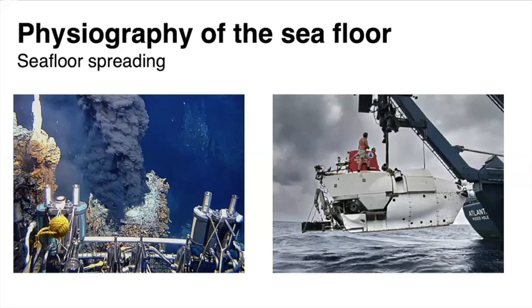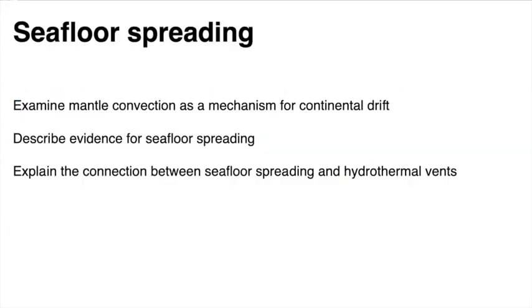So in this video, we'll combine observations of seafloor features, insights that are gained because the ocean depths can be mapped globally and accurately. And we'll examine this phenomenon known as seafloor spreading. This will allow us to resolve this missing piece in continental drift. So we'll examine mantle convection as a mechanism that would allow the continents to drift apart. Then we'll describe evidence for the creation of new oceanic crust at the center of the mid-ocean ridges, driven by mantle convection.